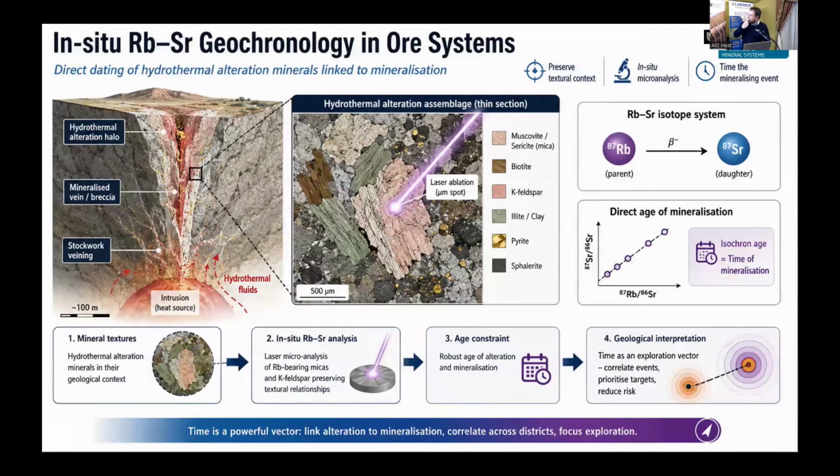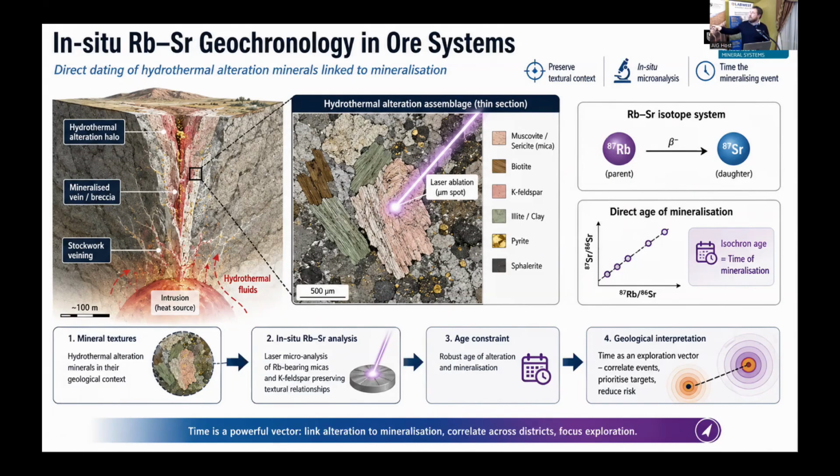All right, so what I want to tell you about now is some in situ rubidium strontium geochronology. And the reason I find this cool is that it's a relatively new technique. The traditional way of doing this was column chemistry, losing all that petrographic context. But now we can literally shoot thin sections. So just a polished thin section is perfect for us.